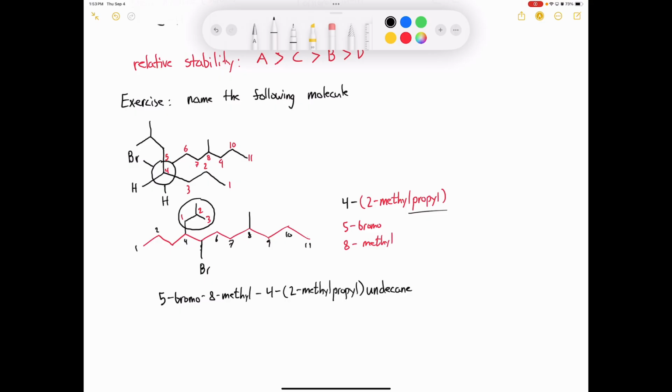All right. Looks like time for a bathroom break here, and then we'll jump into reactions, our first real reaction for organic. Okay.